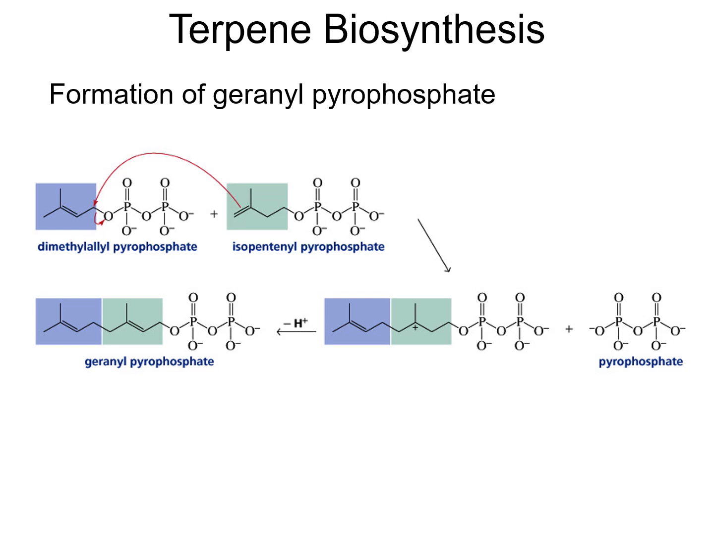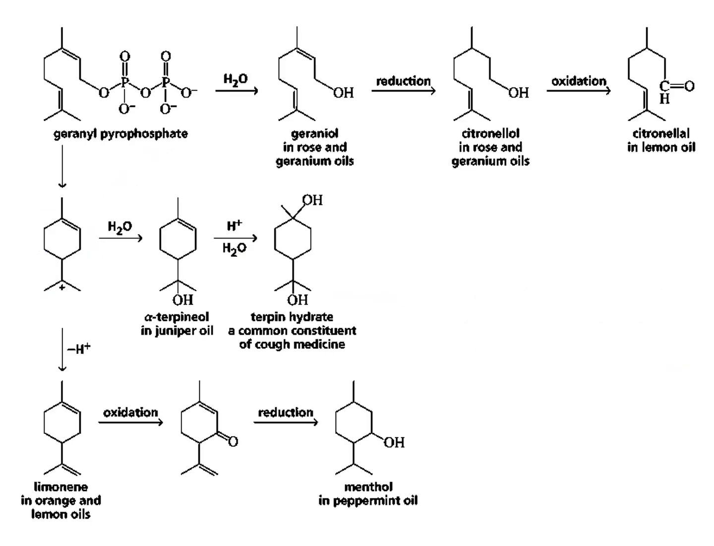So dimethylallyl pyrophosphate and isopentenyl pyrophosphate can react to produce what? Geranyl pyrophosphate. It is geranyl pyrophosphate that gives what? Monoterpenes, or terpenes having 10 carbons or 2 isoprenoid units. Geranyl pyrophosphate can lead to the formation of cyclic monoterpenes as well as acyclic monoterpenes. The reaction looks like this.